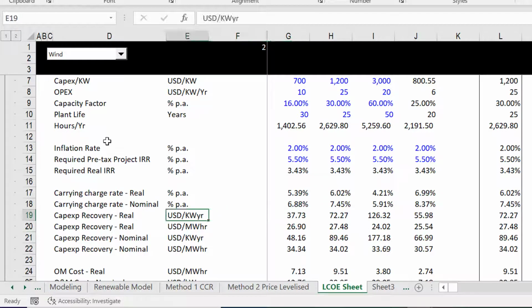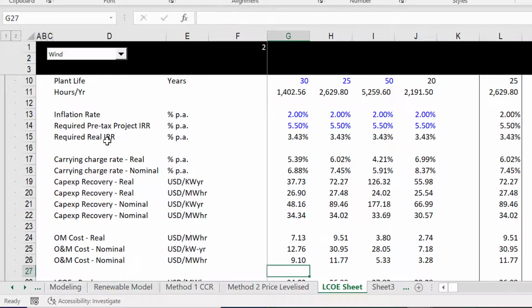But then once we have the capital recovery in real terms per kW year, we multiply it by 1,000 and divide it by the hours, and the hours are 8,766 times the capacity factor. Okay, and then we do the same thing and get our capital recovery factor per megawatt hour, exactly the same thing.